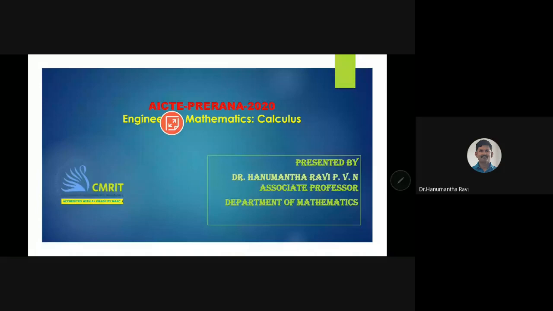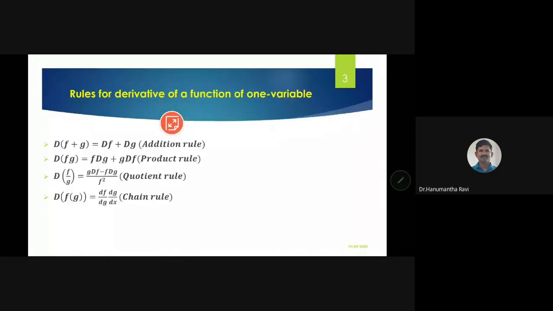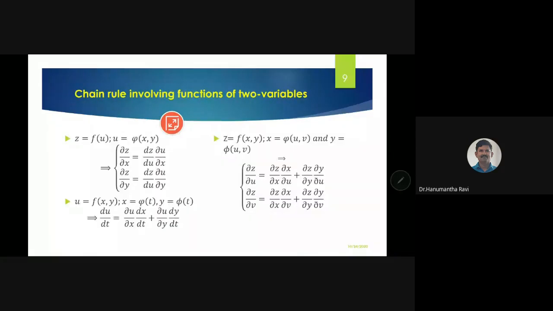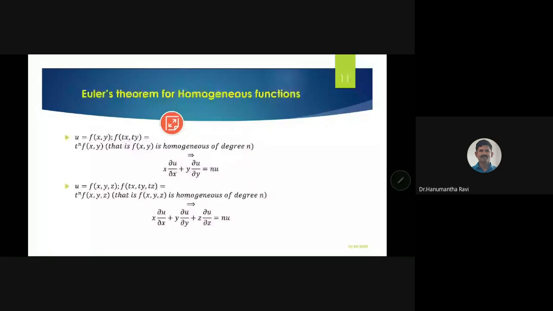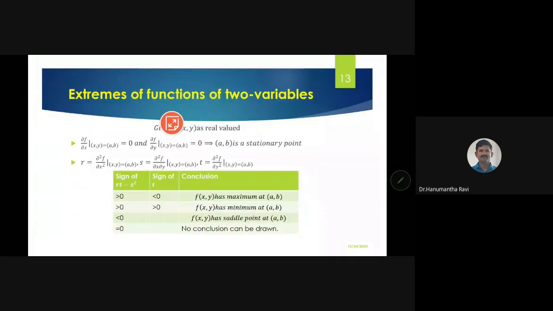So good evening, students. Today we discuss multiple integrals. So already we are discussing calculus. In the earlier parts of our lectures and discussions, we have discussed derivatives, partial derivatives, and their applications.